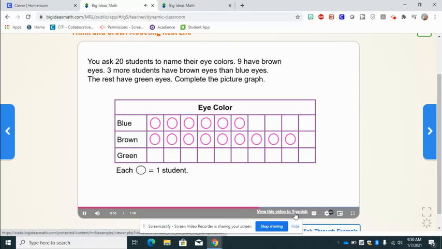20 students were asked their eye colors. So we're going to add our blue and brown eyes. 9 plus 6 equals 15. 20 altogether. So 20 minus 15 equals 5. So 5 students have green eyes. We're going to add 5 circles for green. 1, 2, 3, 4, 5.